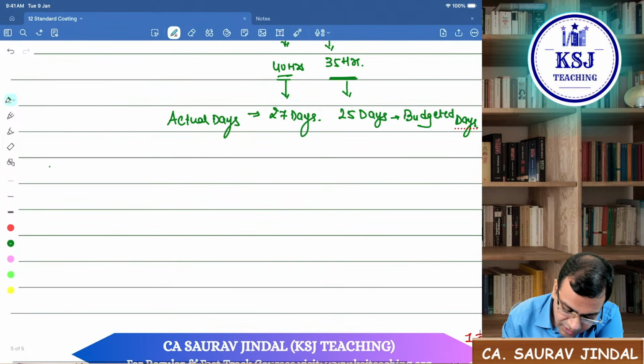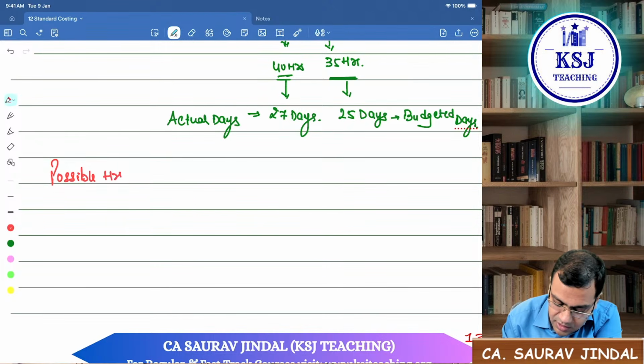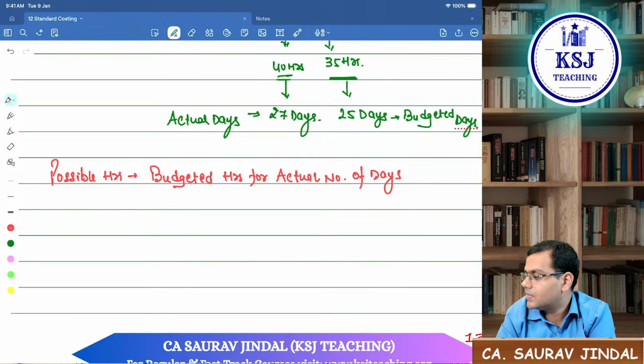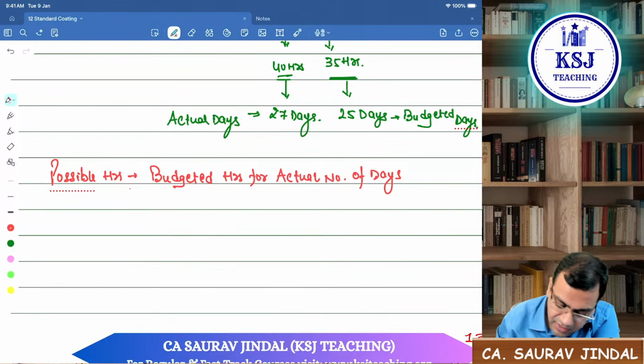So that we call it as possible hours. Possible hours is what? The budgeted hours for actual number of days, right? Budgeted hours for actual number of days. How will you calculate that?